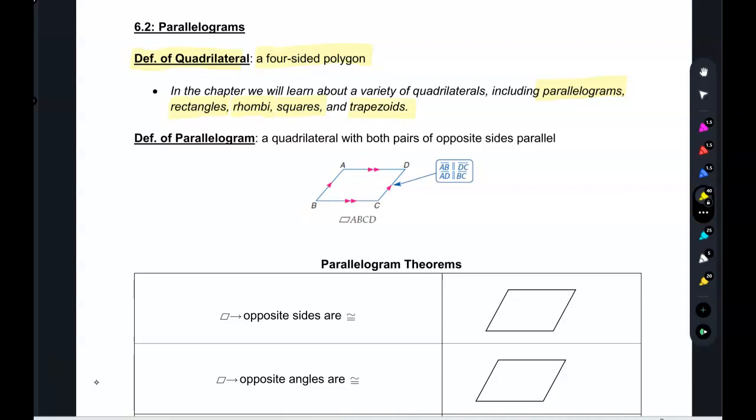Okay, so let's look at a parallelogram. Have we learned about parallelograms in the past? A little bit? Maybe? It's also like base times height. It is base times height. The area is base times height.